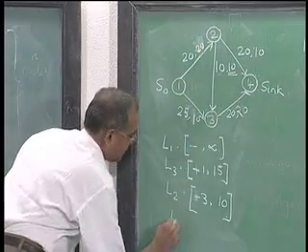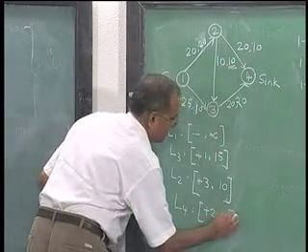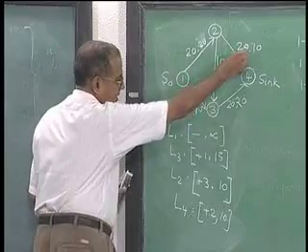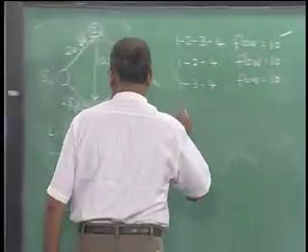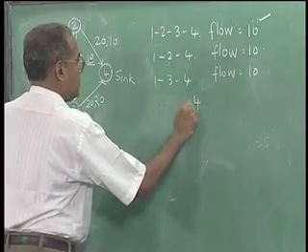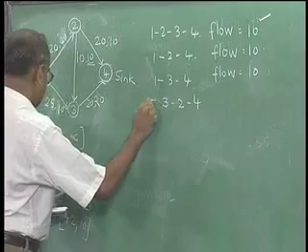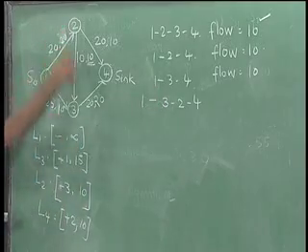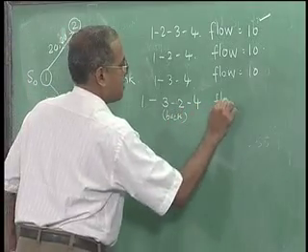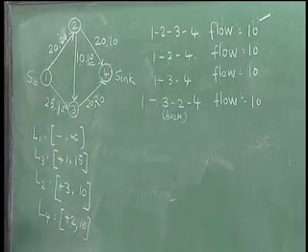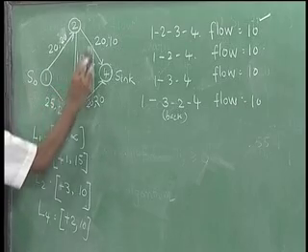Now, I go back here, I can label L4 as plus 2 with a gap of 10. The minimum of this 10 and this 10 happens to be 10 here. Now, I can increase the flow further by considering 4, 2, 3 and then 1. So, 1, 3, 2, 4. Now, 3 to 2 is a backward arc.